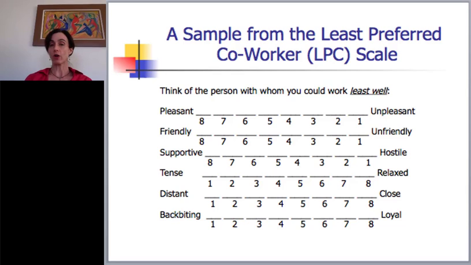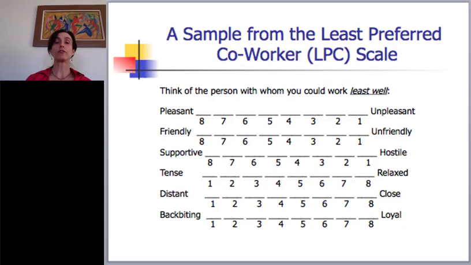So if you think of this coworker and you answer the questions with more positive terms, so your responses when you do all the addition end up being more towards the end of pleasant and supportive and loyal and things of that nature, then that means, according to this, that you're relationship oriented, because in a difficult situation, you looked at a way of making the most of working with someone who might be difficult to work with.